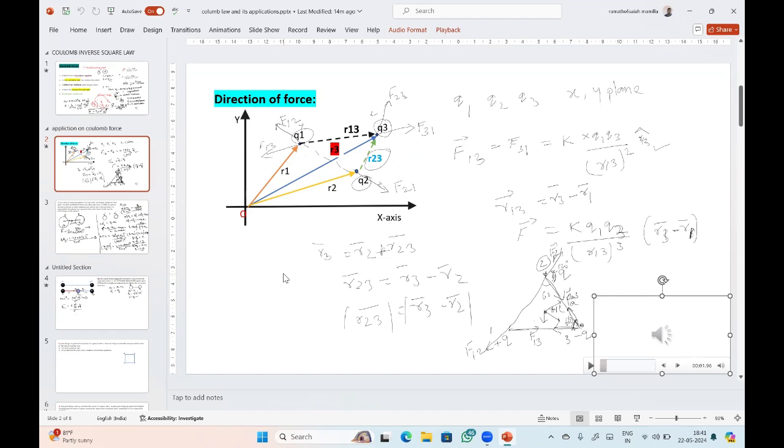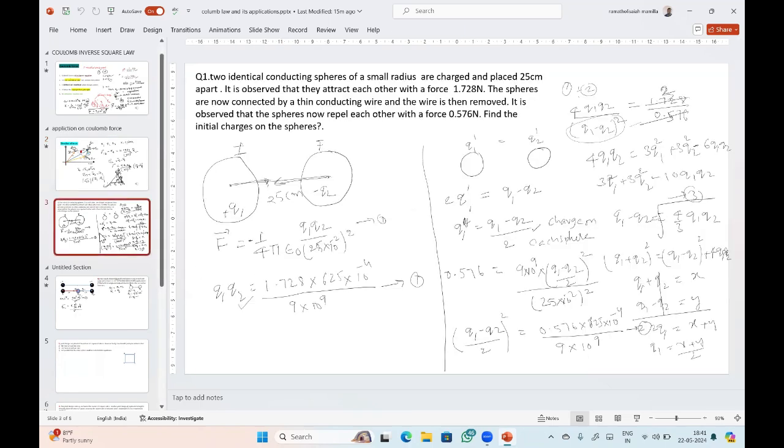How much the magnitude is, you know already. But in what direction you have to consider? The direction depends on whether they are positive or negative charges. Both positive or both negative means it is repulsive. One positive and one negative means it is attractive. So now we will see some examples on the application of Coulomb's law.